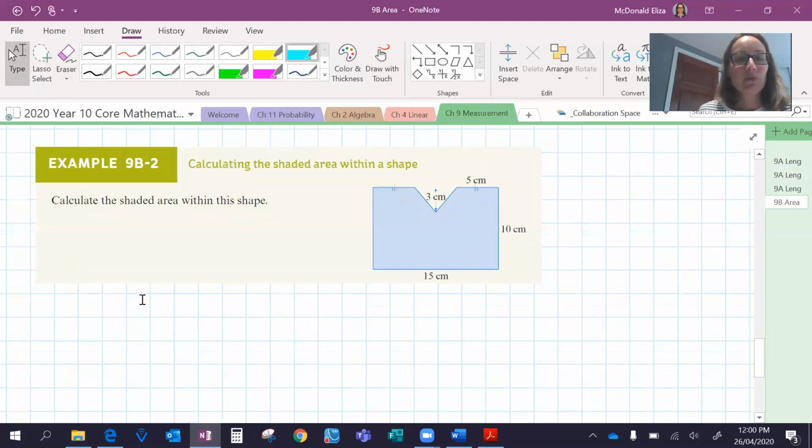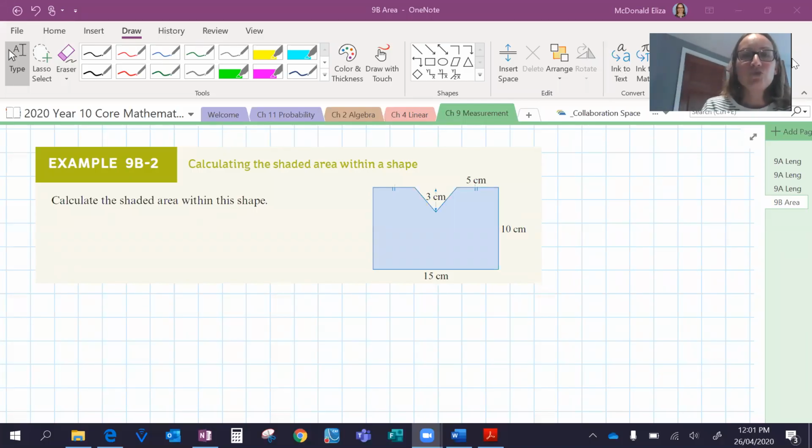Okay, next example, it says calculate the shaded area within this shape. Okay, so in order to do that, we're going to have to determine the area of the triangle and the area of the rectangle.